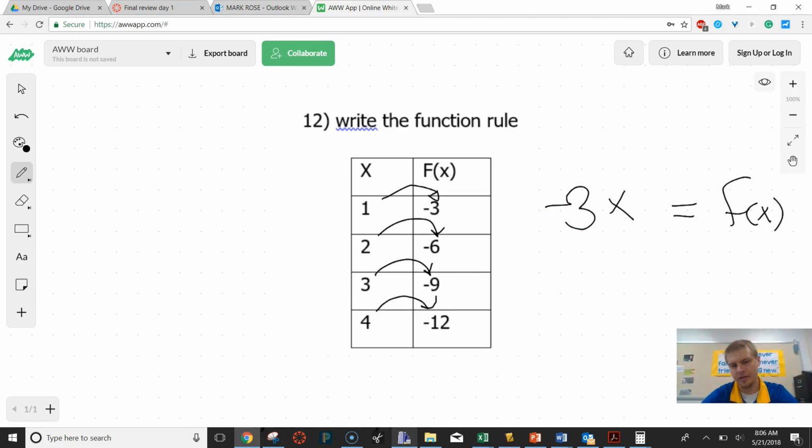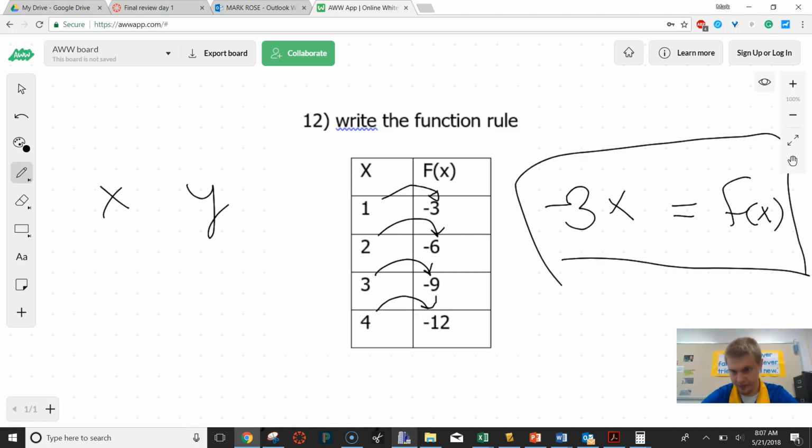A lot of times this column is y. In most things we call it an xy table, but it doesn't really matter. We can call it f of x. So your final answer would be negative 3 times x equals f of x. And that would be it.